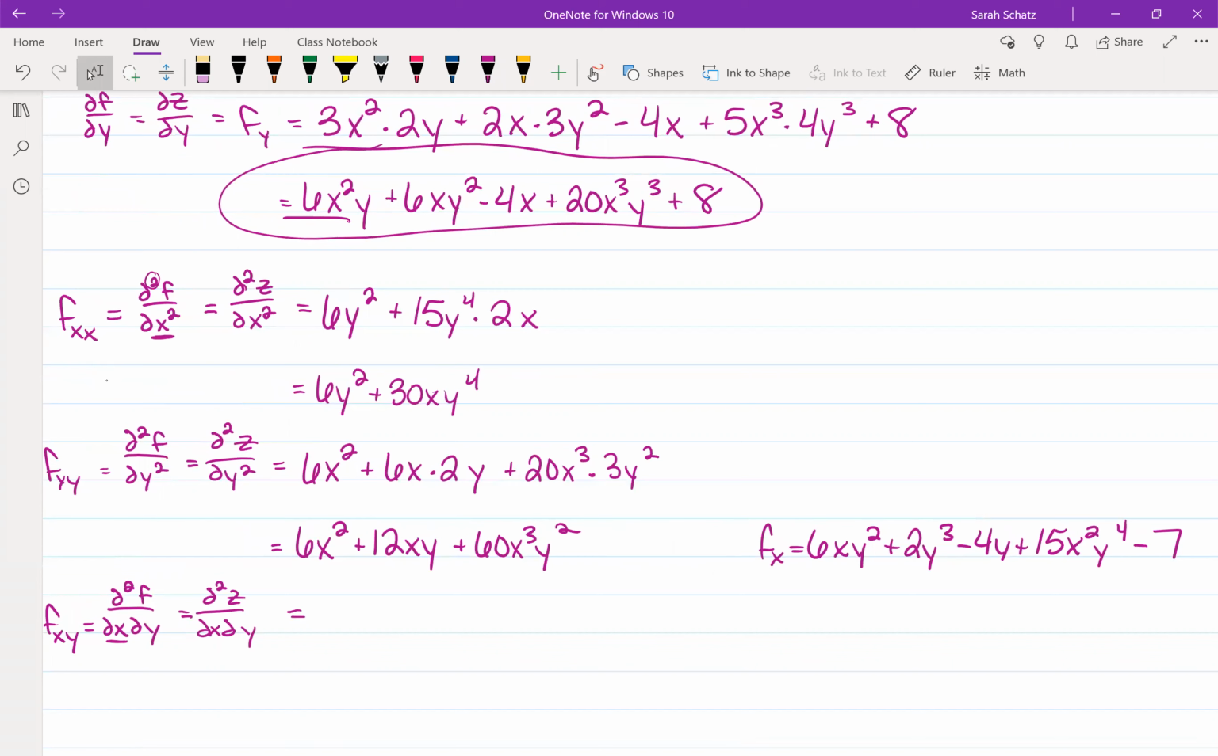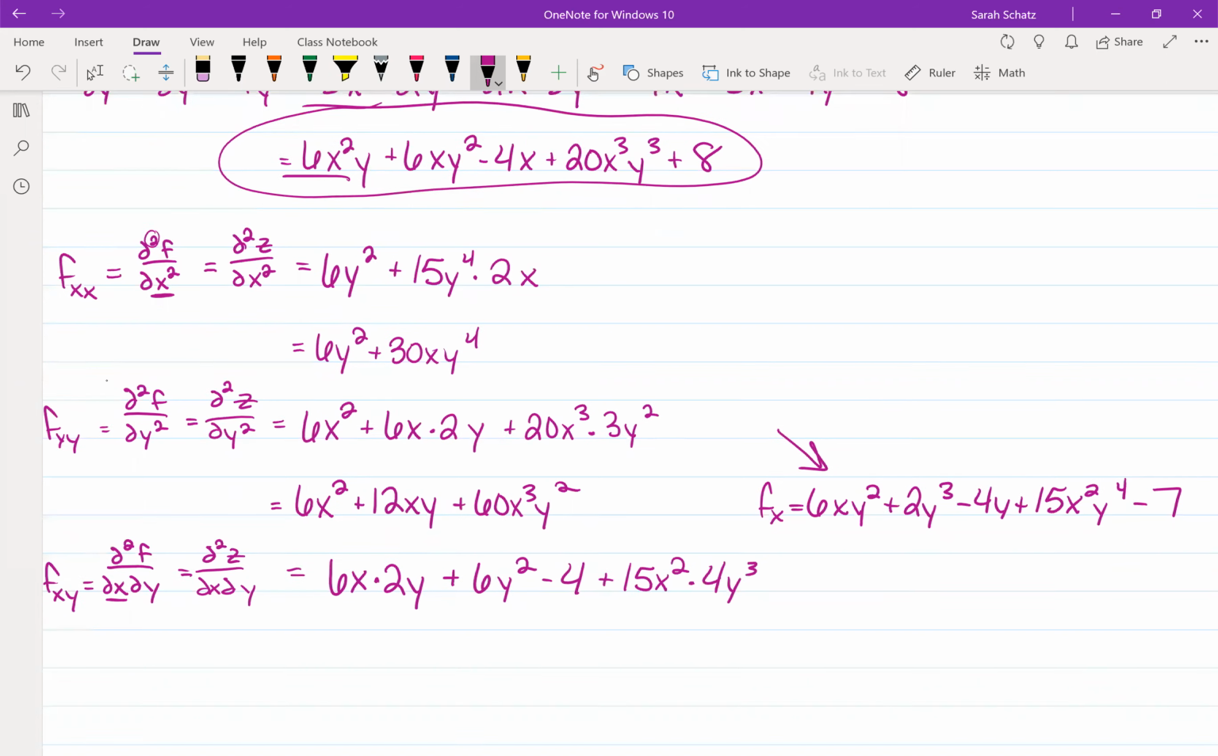So I can take fxy. So derivative of this function with respect to y this time. So with respect to y, 6x is a coefficient, then I do the power rule on the y squared. With respect to y, this term becomes 6y squared. This is going to be minus 4. This is going to be 15x squared coming down as a coefficient. Then I do the power rule on the y to the fourth term. And then that's it.